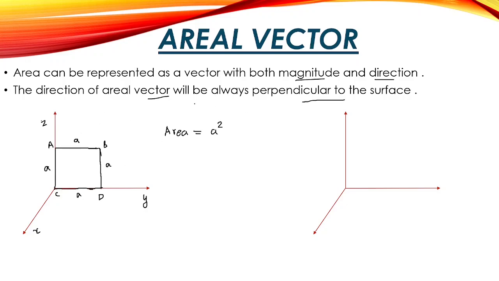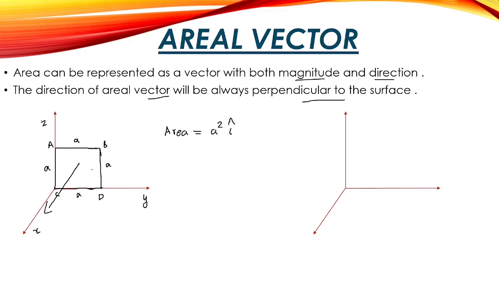The direction of the area vector will be perpendicular to the surface. So our surface is this. What will be the direction that is perpendicular to the surface? Of course it will be in the direction of the x-axis, because that is the direction which is perpendicular to the surface. So this direction makes 90 degrees with the surface. So the direction of the area vector will be along our x-axis, so we can represent it as i cap.